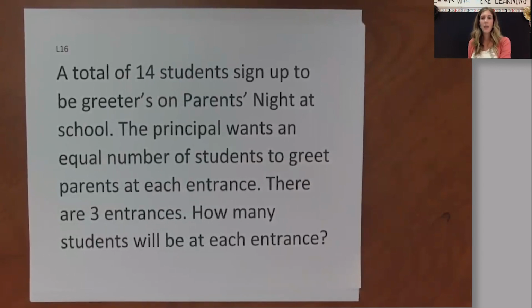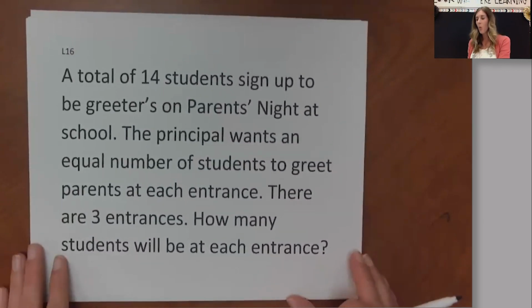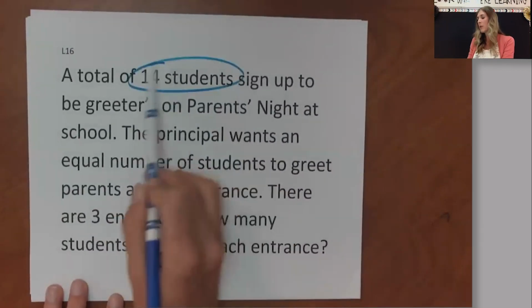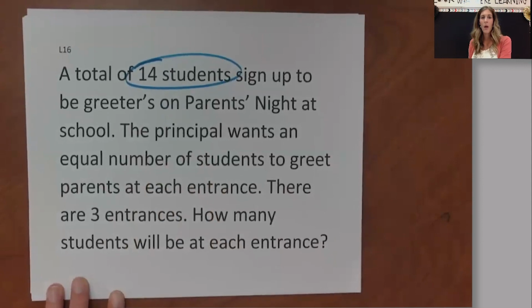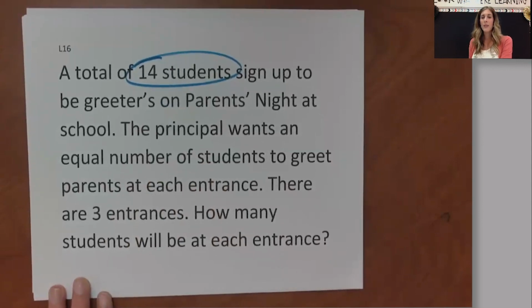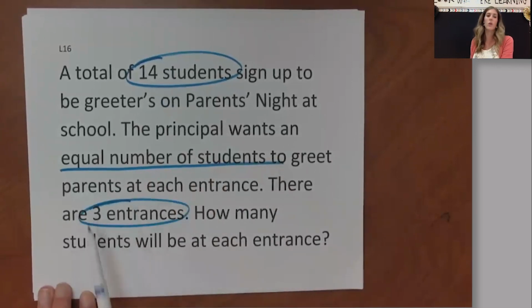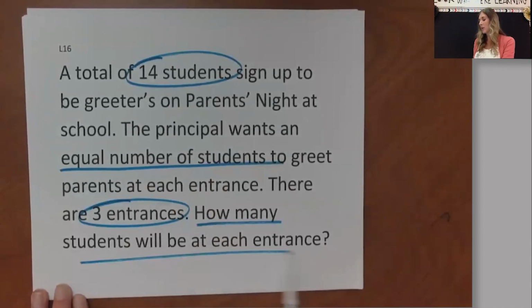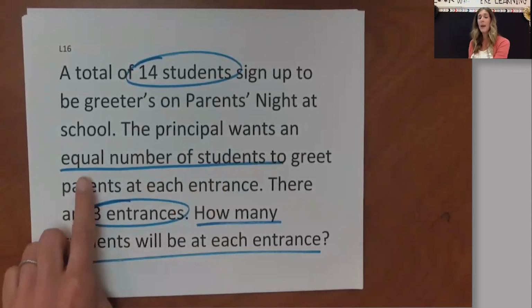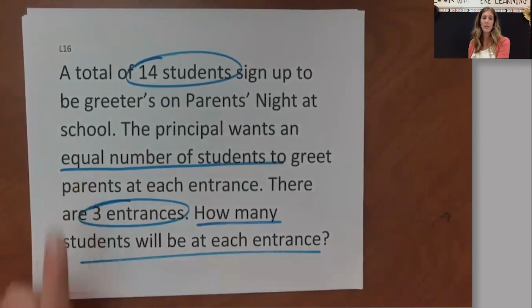So let's go back and think about this problem for just a second. We know that we have a total of 14 students that are there to help. We know that the principal wants the same amount of students at each door, an equal number of students to greet at each door. And we know that there's 3 doors or 3 entrances. So we're trying to figure out how many students can be at each entrance. Remember, with the same amount of students at each entrance.